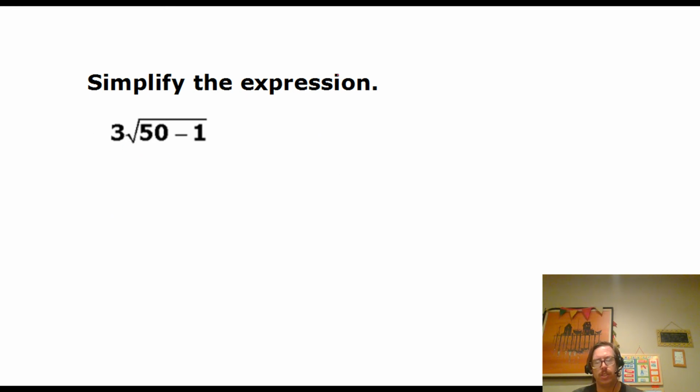This is another thing we see sometimes in algebra. It's not as common this year, but if you have a number 3 and then a square root symbol right next to it, it's sort of like we have parentheses next to it. It's saying, do this first and then multiply it by 3. So we're going to do the inside first. The square root of 50 minus 1 is 49. Simplify that inside. The square root of 49 means what times what is 49? In this case, it would be 7. So we get 3 groups of 7, which is 21.